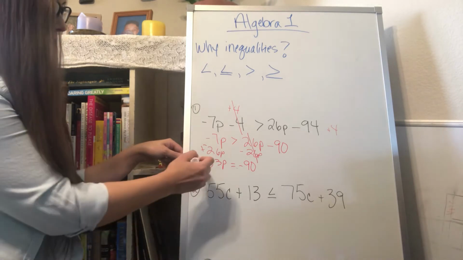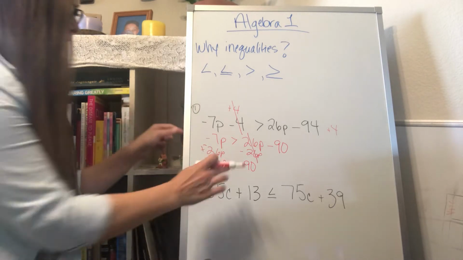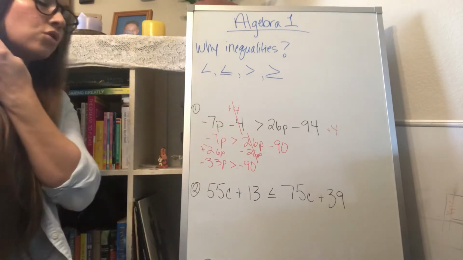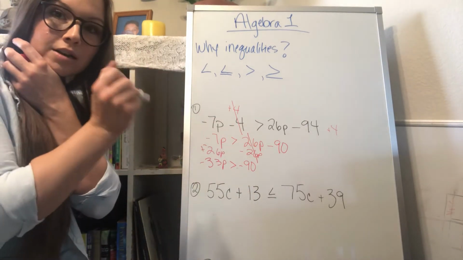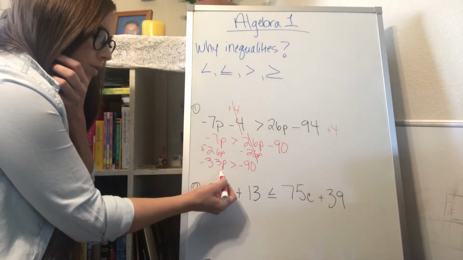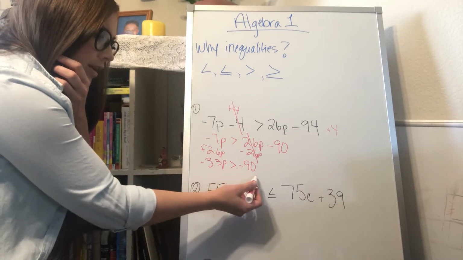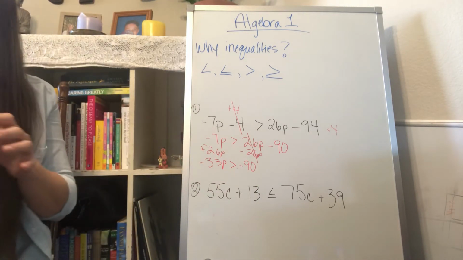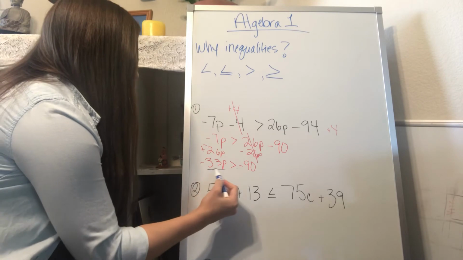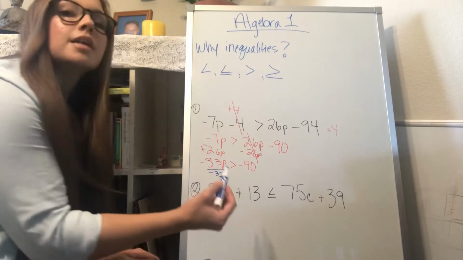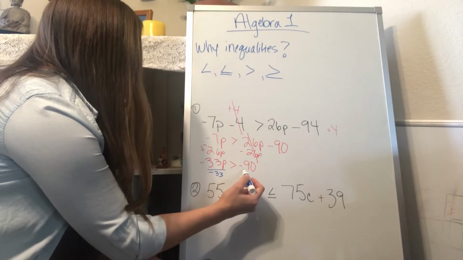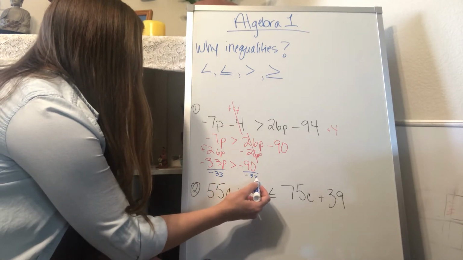Okay? Sorry, negative 33p equals, I'm already doing it. Greater than. So don't trip up like I just did and put an equal sign, because then it'll be confusing, okay? So now I have negative 33p is greater than negative 90. Okay, so here's the thing. I'm about to divide both sides by this negative 33 to get that p by itself, right? So divide by negative 33, divide by negative 33.